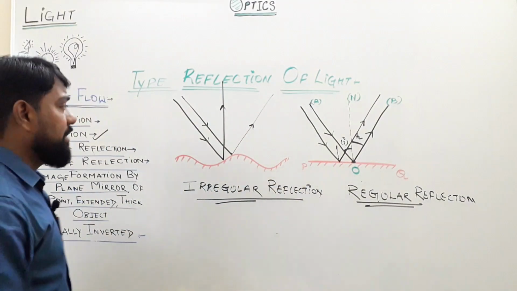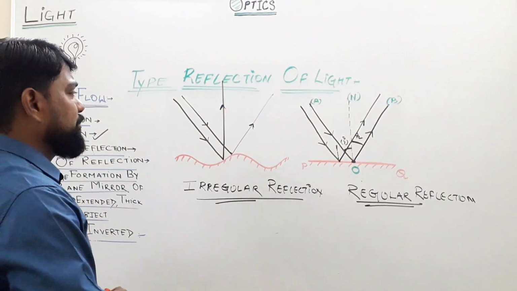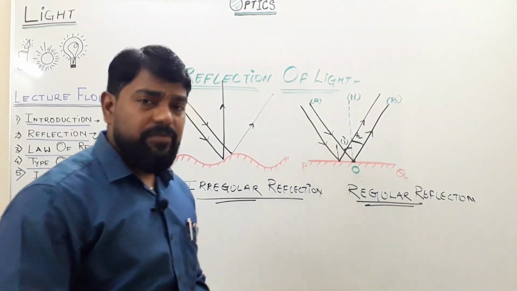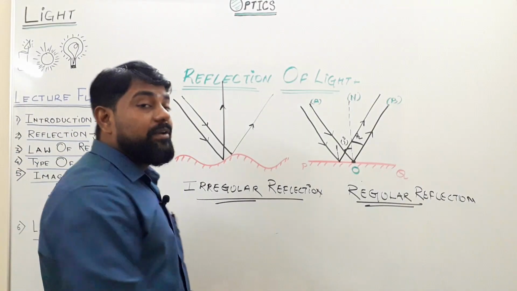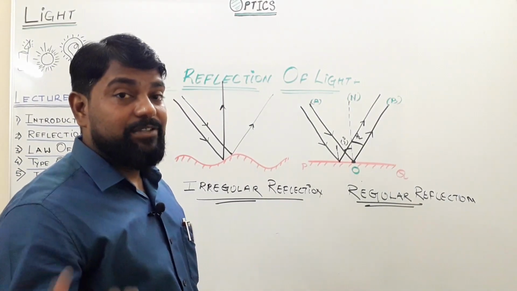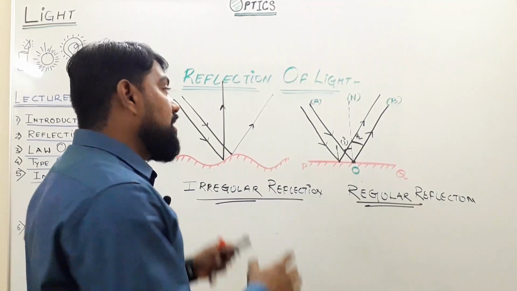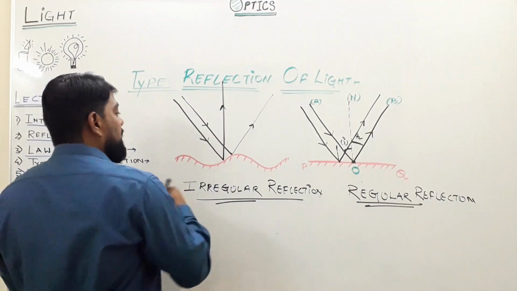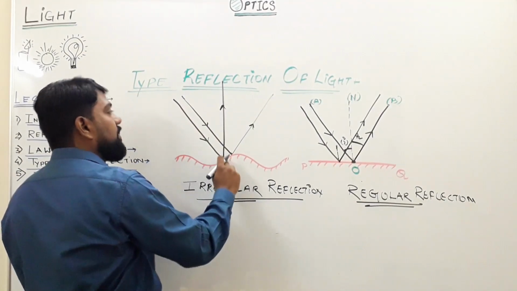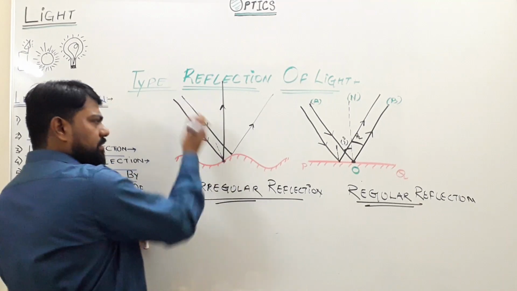Now, one thing is very important in both cases, because some students say that regular reflection follows the law of reflection, and irregular reflection does not. It is not like that. Whenever reflection takes place, whether on a plane surface or on uneven, irregular surfaces, the law of reflection is valid for both cases. Because as you can see here also, the incident ray, reflected ray, and normal lie on the same point and on the same plane.